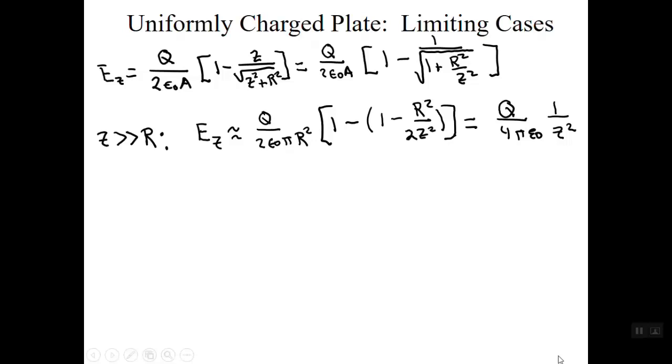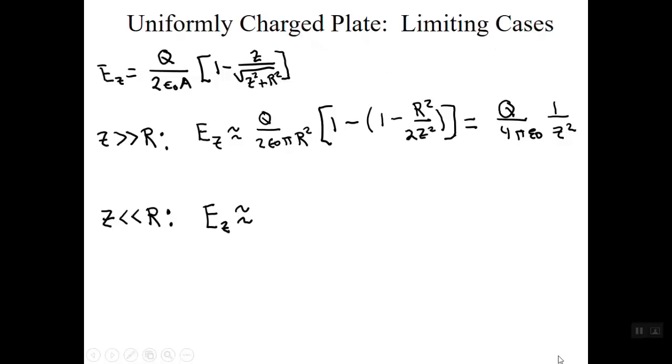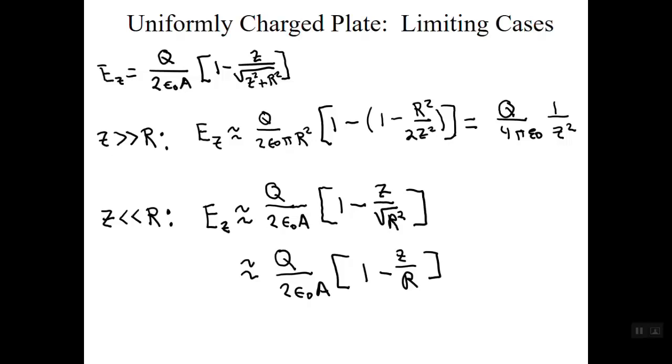Now let's look at the opposite limit, where z is much smaller than capital R. That means we're very close to the plate. In that limit, the first part of our expression is the same, but in the second part, we can ignore z in the denominator. If z is small enough, we can neglect the second part completely and end up with this result, which tells us that sufficiently near the plate, the electric field is essentially constant.